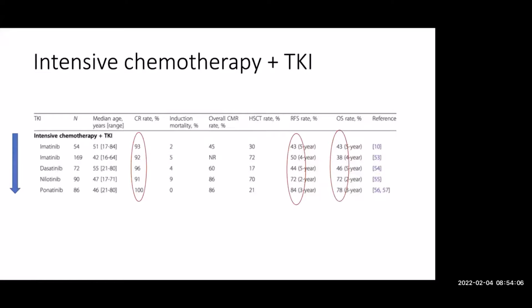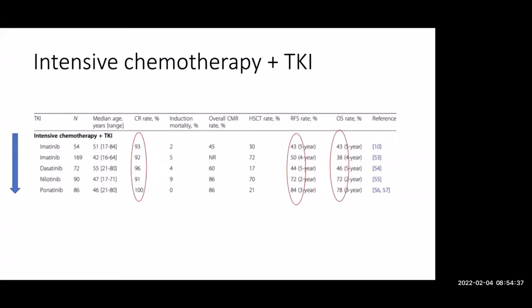So now, comparing all the trials, all the intensive chemotherapy plus TKI trials, what we find is that the CR rates are all similar, whether we use imatinib, dasatinib, nilotinib, or ponatinib. It ranges from 90 to 100%. But as we use more potent TKIs, the relapse-free survival and the OS improves considerably.